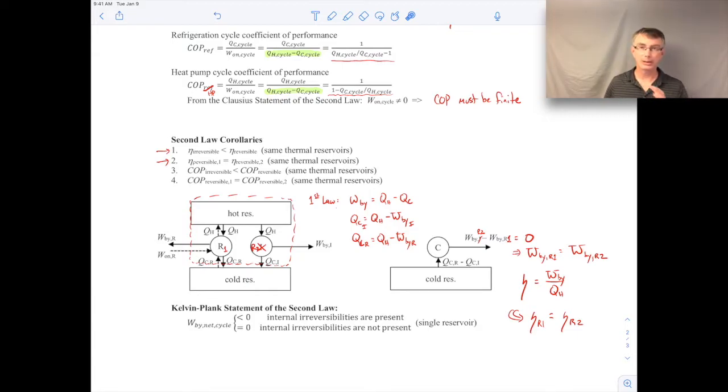Now, you don't really need to know the details of this proof. You're not going to have to reprove it or anything like that in this course. But I just thought it was interesting to actually show you how these things are proved.